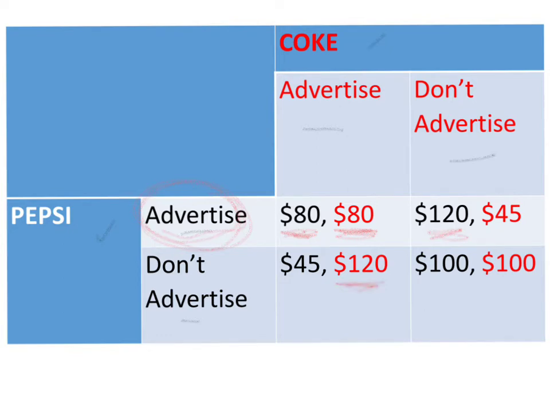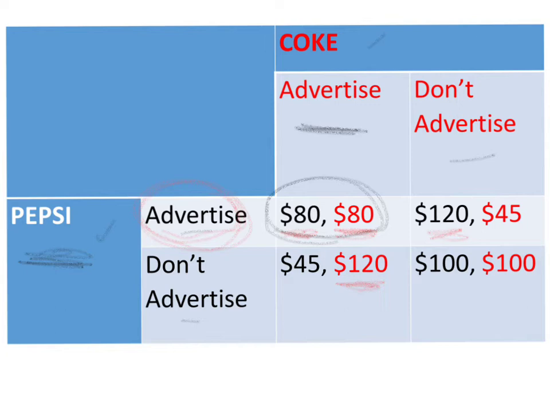Okay, so in the case of Coca-Cola, regardless of what Pepsi does, Coke is always better off advertising. We do know that if both players have a dominant strategy, and the dominant strategy for Coke is to advertise, and the dominant strategy for Pepsi is also to advertise, both players, if they're playing a simultaneous one-time game, will advertise. It's their dominant strategy because regardless of what the other player will do, both will advertise.